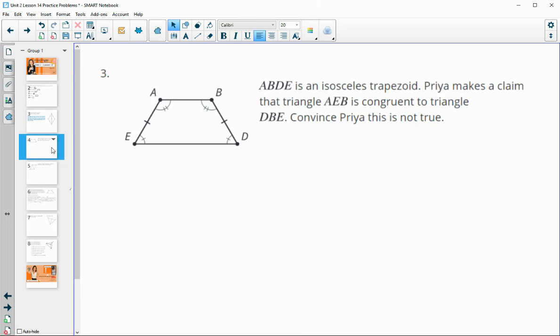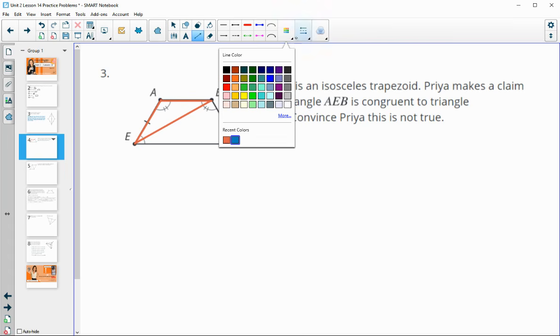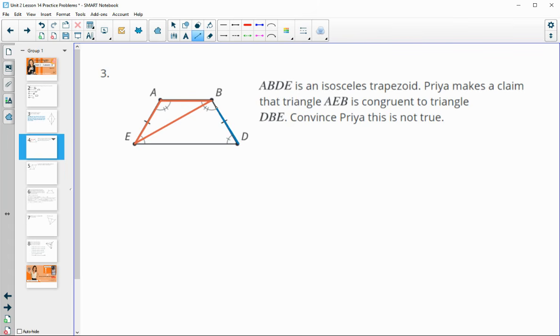Number 3, ABDE is an isosceles trapezoid. Priya makes a claim that triangle AEB is congruent to triangle DBE. Convince her that this is not true. So let's take a look at the 2 triangles that she stated. So she stated that AEB is congruent to triangle DBE. So let's convince her that this is not true.